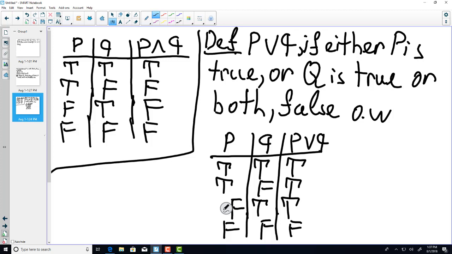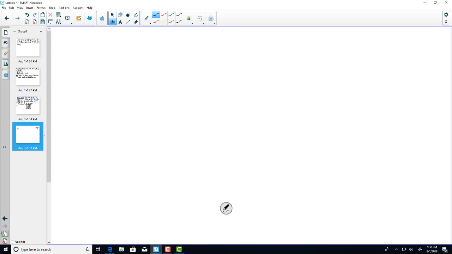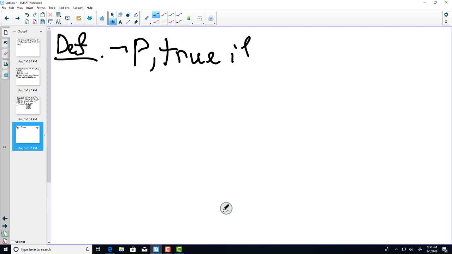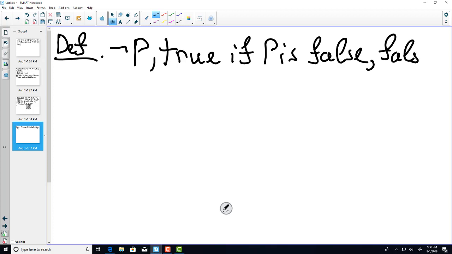The last logical operator that I want to speak about is negation. You will see a lot of negations in your Econ 629 class. So we define the negation of P to be the statement which is true if P is false, and is false if P is true.